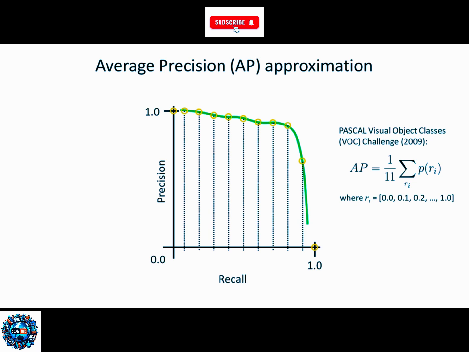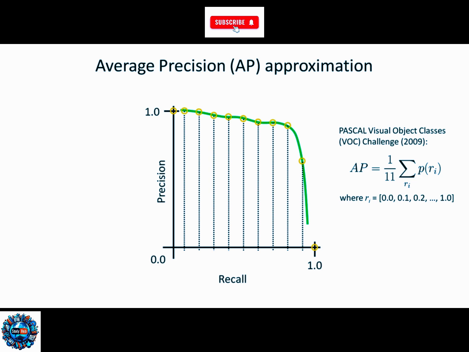One popular method is detailed in the Pascal Visual Object Classes Challenge paper published in 2009. Here, 11 precision values are sampled that are taken from equally spaced points along the recall axis. These precision scores are added together and divided by 11 to give us an approximation of the average precision score. Once again, this is a number between 0 and 1, where 1 indicates a model with perfect or near perfect classification. You might see other ways used to approximate the average precision score, but this 11-point method seems to be one of the most popular.